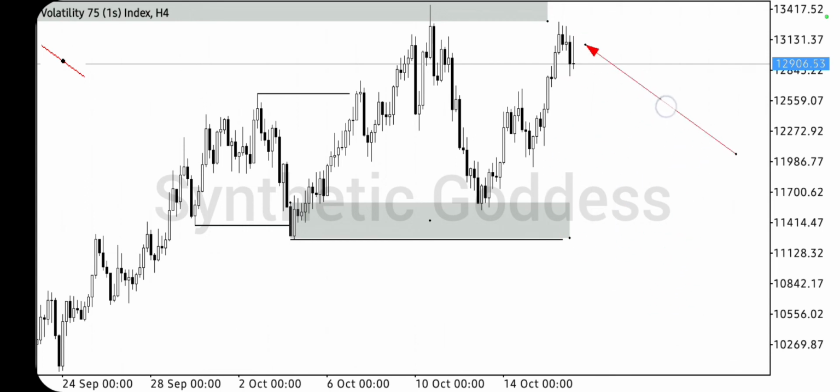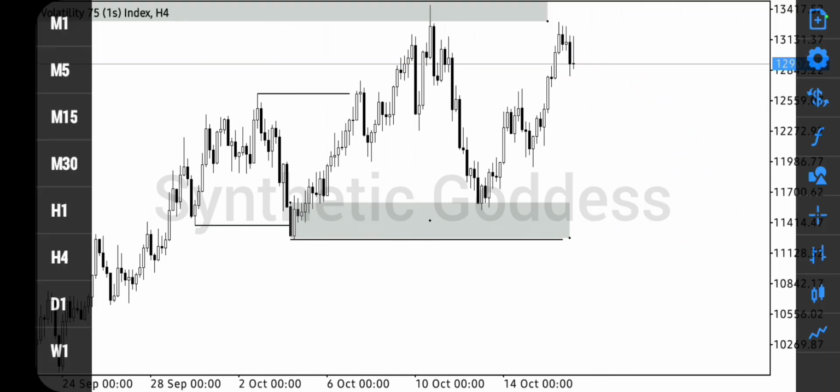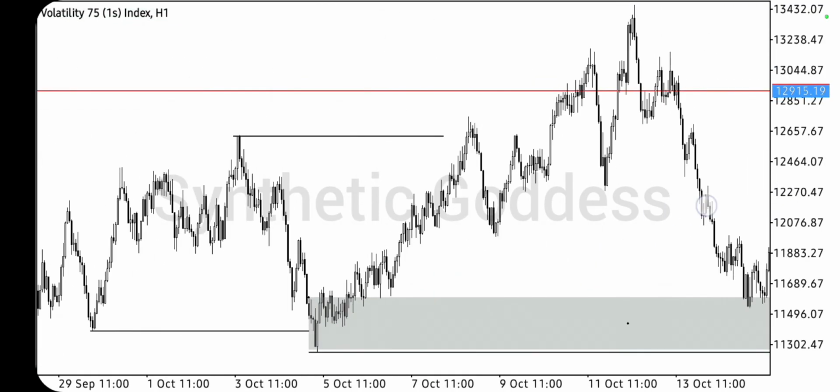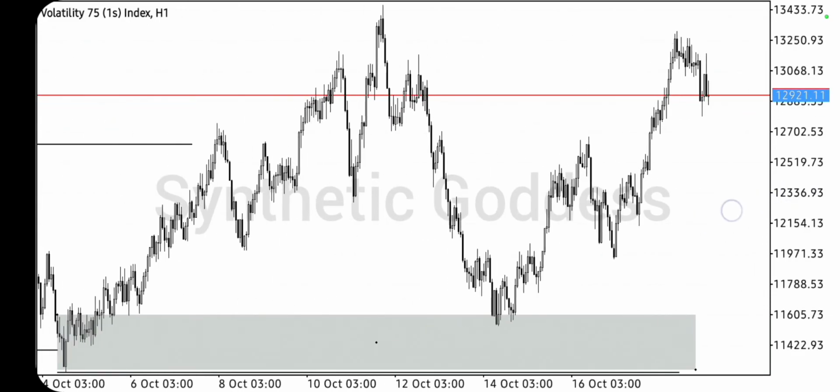Market tapped into it and we are going upwards. So I'm just going to look at what is happening on the 1 hour time frame and then use it to judge what I am going to do. Yes, so we respected this, we respected this.